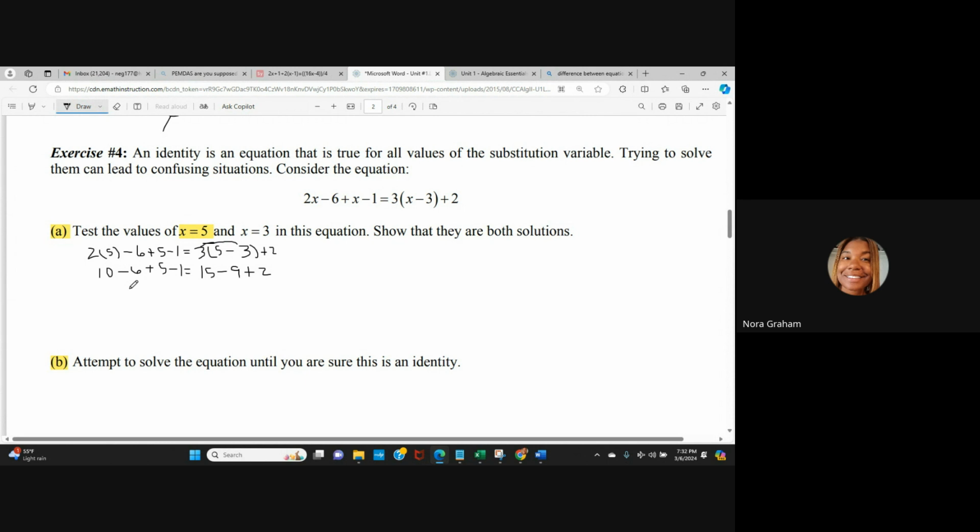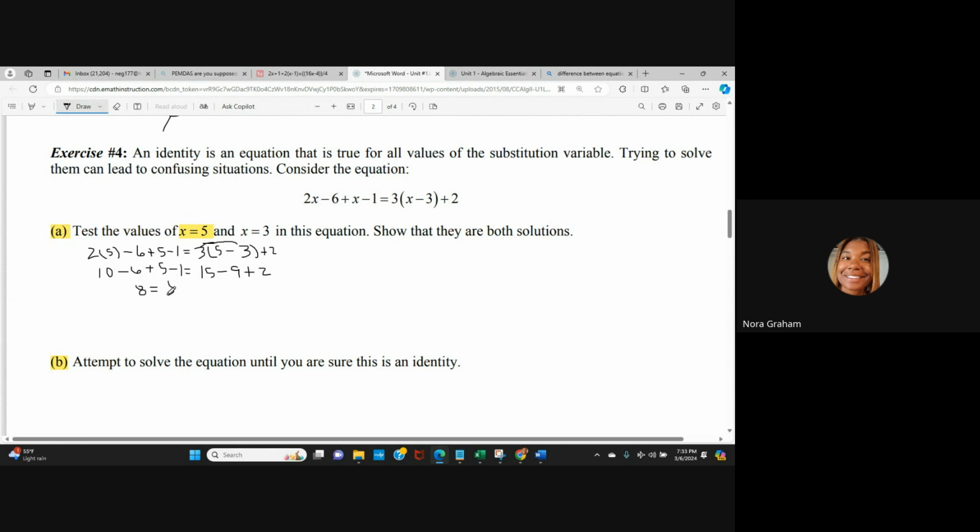For this one, I'll do it all at once. 10 minus 6, that's going to be 4. 4 plus 5, that's going to be 9. Then minus 1, I'm going to get 8. This side, I have 15 minus 9. That's going to give me 6. 6 plus 2 is going to give me 8.